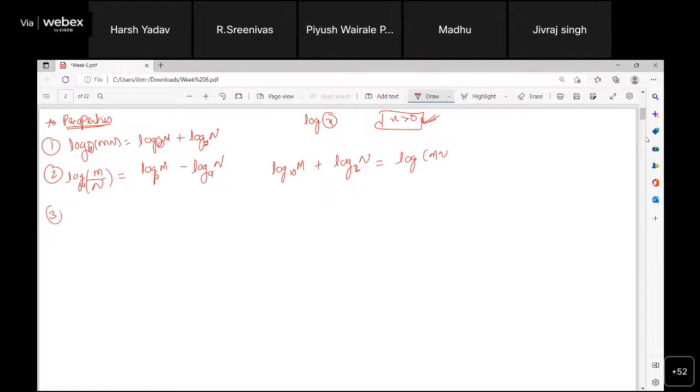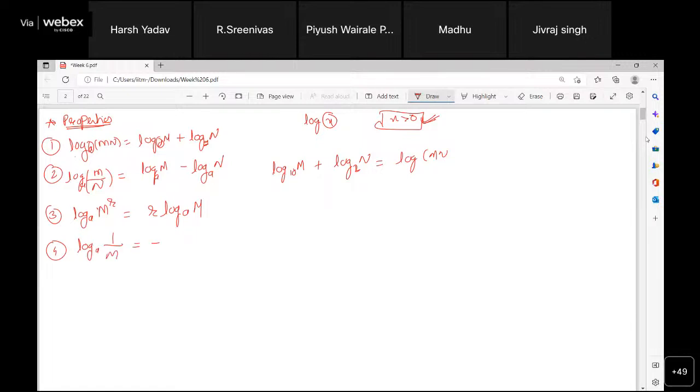Then there is a power property. Say log of m to the power r to the base a, then r will come on this side, that is r times log of m to the base a. Please remember all those properties. It is very important. Then the next one is log to the base a, say we have 1 by m, right?